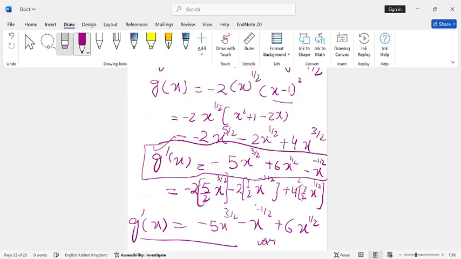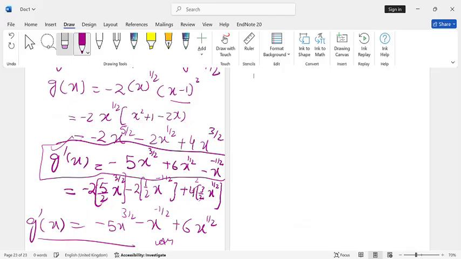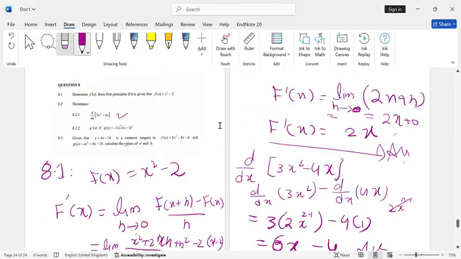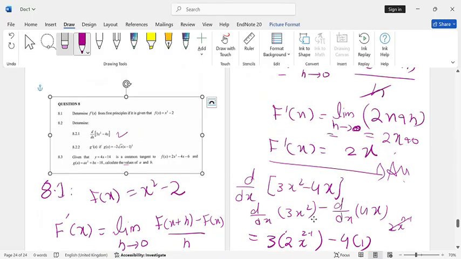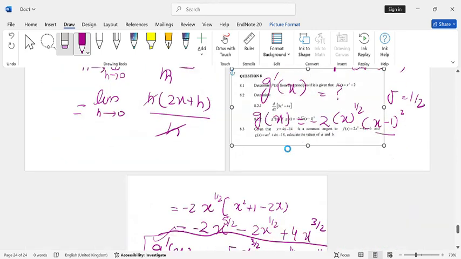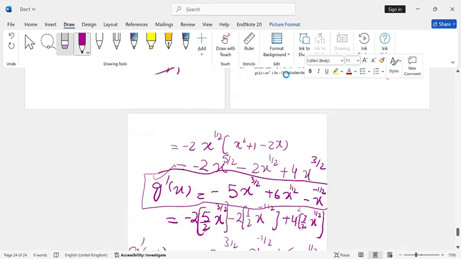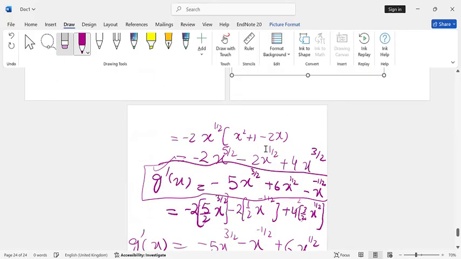Now, we have the third question. So what is the answer we have over here? I'm taking this question to copy and I'm going to paste over here.